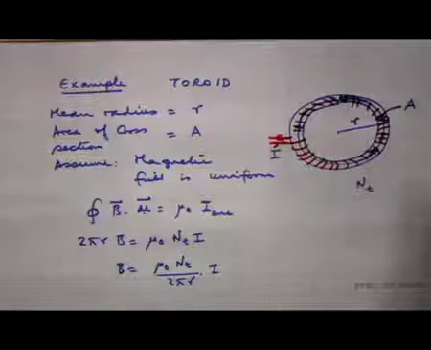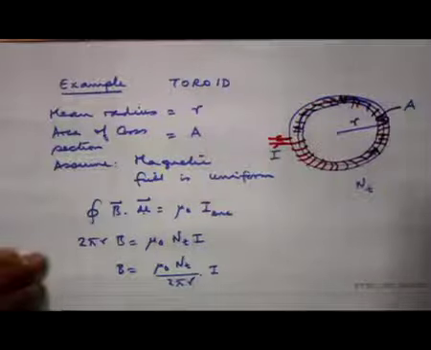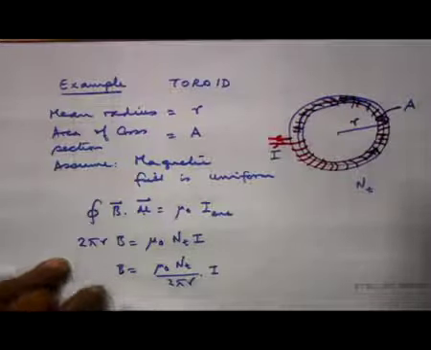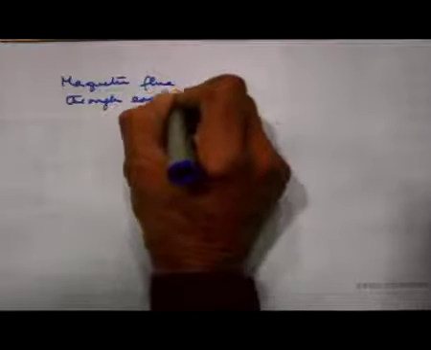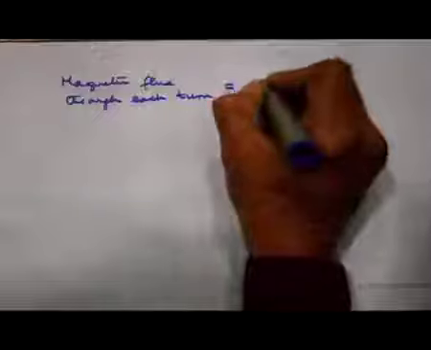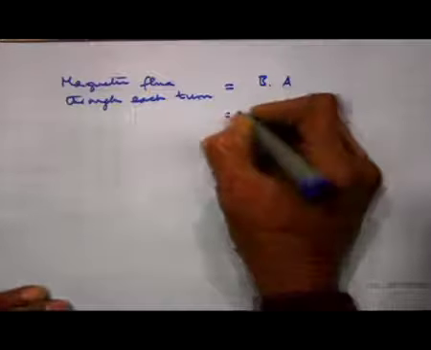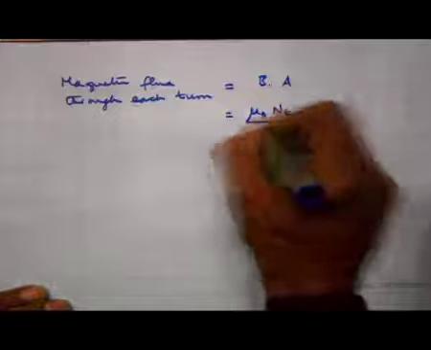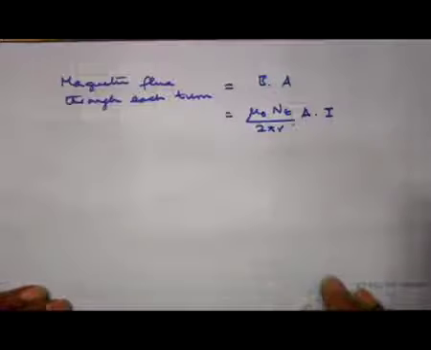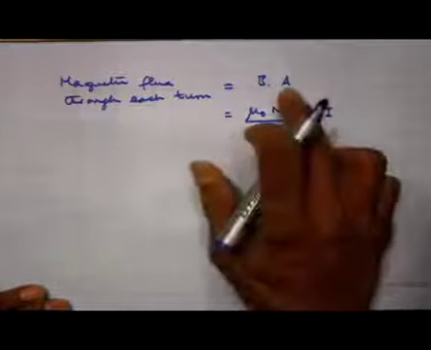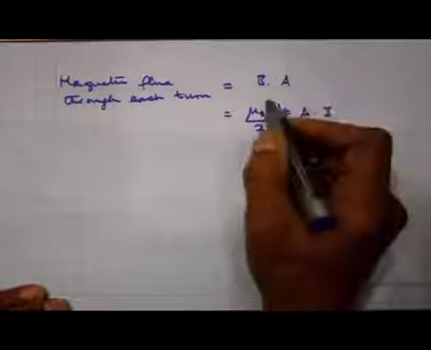So, I am going to assume this magnetic field is uniform across the cross section of the toroid, and once having calculated the magnetic field, I can calculate the magnetic flux through each turn. Is equal to the magnetic field into area, which is equal to mu naught nt by 2 pi r into A into I. So, this area is the area of each loop of the toroid. The magnetic field is B.